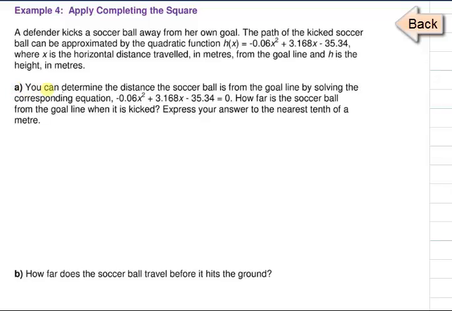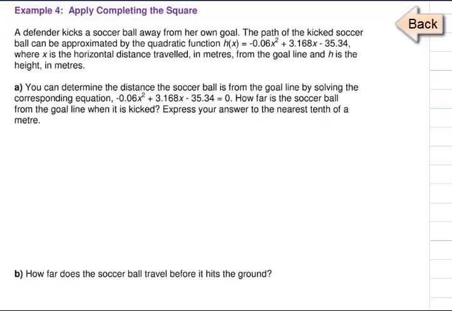Our first question: you can determine the distance the soccer ball is from the goal line by solving the corresponding equation, negative 0.6x squared plus 3.68x minus 35.34 equals 0. Okay, so this is your corresponding equation to your function. How far is the soccer ball from the goal line when it is kicked? Express your answer to the nearest tenth of a meter.